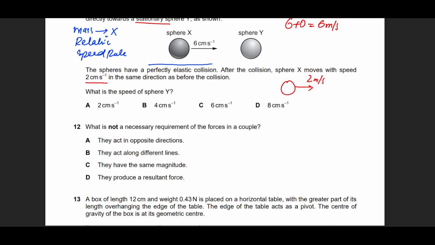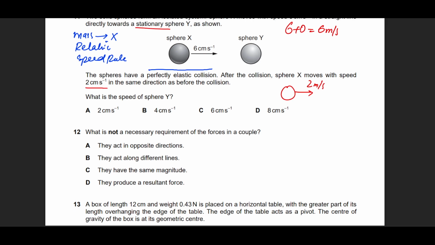He says, what is the speed of Y? What could be the speed of Y, in the same direction? You see, if Y would be moving at a speed of 2 meters per second, then the relative speed will be 0 meters per second, because we know that if they're moving in the same direction, we have to take subtraction. We have to subtract both velocities. Okay, this is tried and tested, didn't work out.